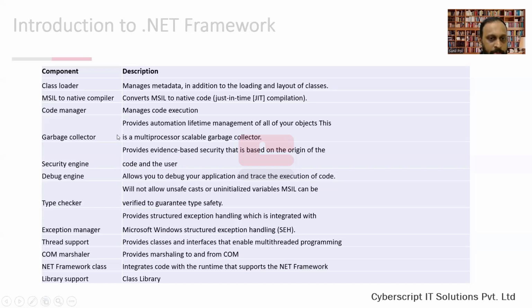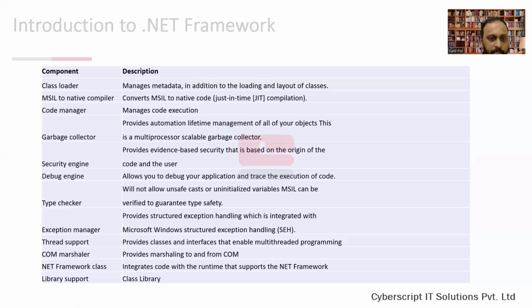Then the next component is the garbage collector. This is the main task performed by the CLR. It provides automatic lifetime management of all of your objects. This is a multiprocessor scalable garbage collector. The next is the security engine, which provides evidence-based security based on the origin of the code and the user. The next is the debug engine component, which allows you to debug your application and trace the execution of code. Developers can use this engine to find bugs in their code.